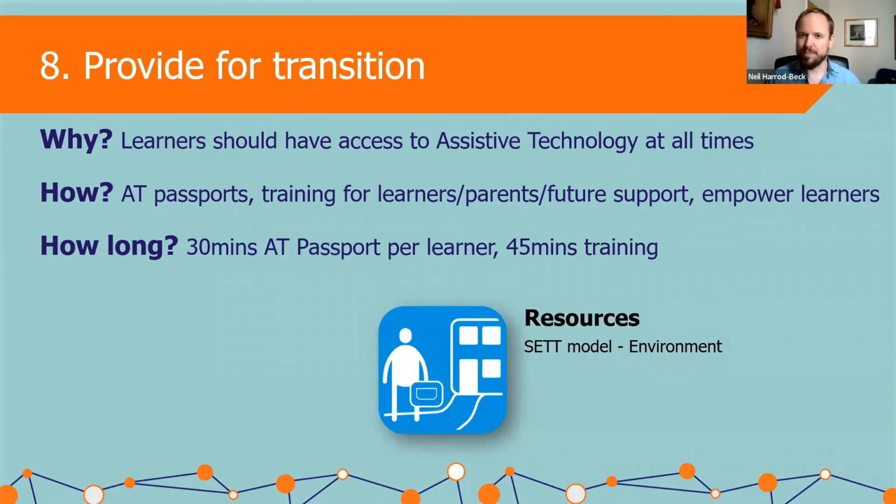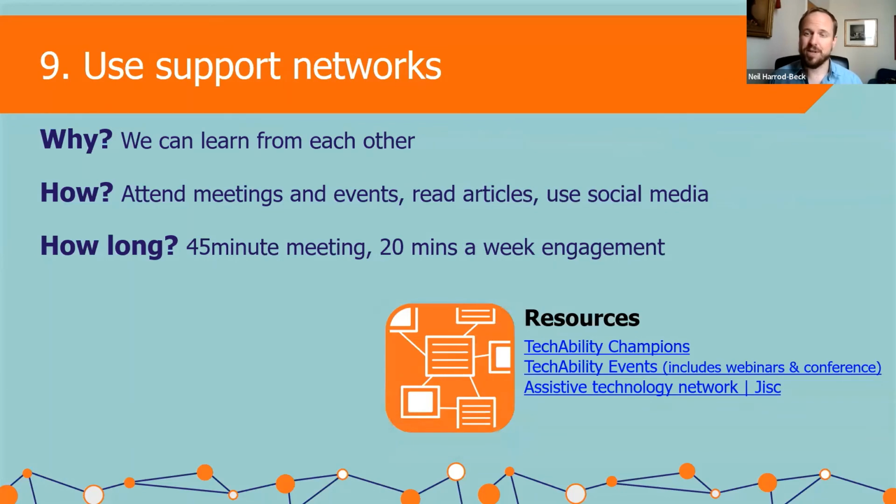And again, important to empower the learners through that. I think you can do an AT passport in about 30 minutes per learner, and the training might be 45 minutes, whoever you run that for. Okay, and again, it's good to jump back to the SET model and just consider what environment they're going to be using that in. Use the support networks as you're doing right now, which is great.